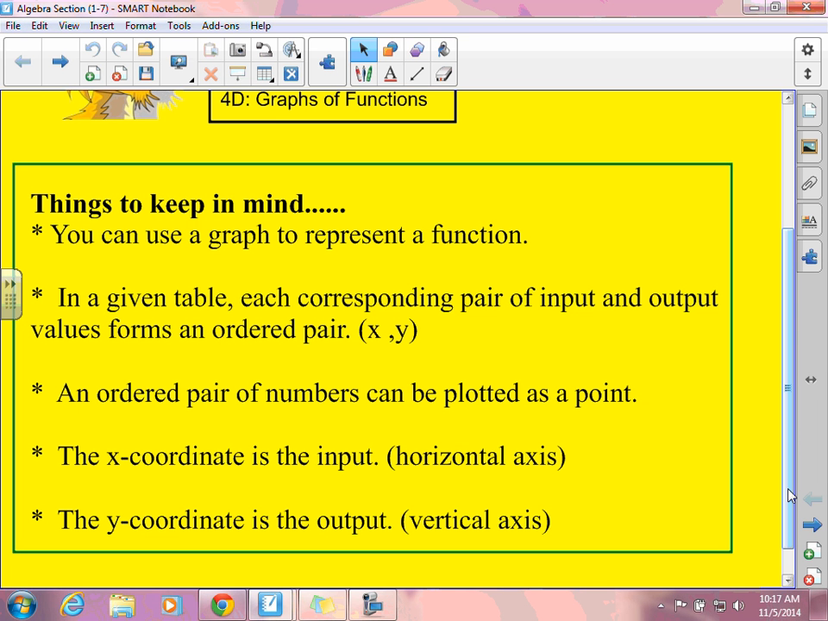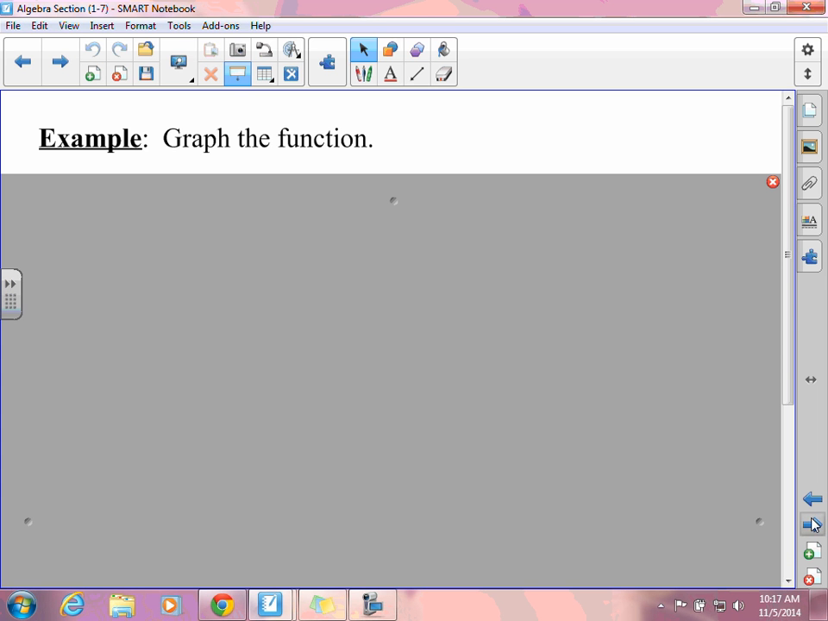An ordered pair can be plotted, meaning I can put it in a graph. The x-coordinate is the input, okay? And it corresponds to the horizontal axis, because remember the horizontal axis is your x-axis. And then your y-coordinate is your output most of the time. And that's your vertical axis. That's the one that goes up and down. Okay? All right, let's go to this example.